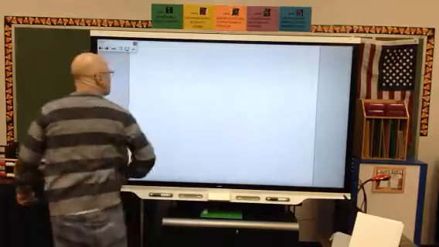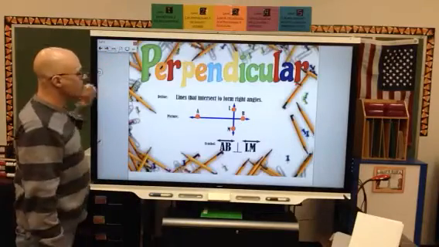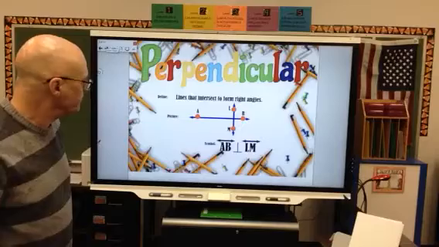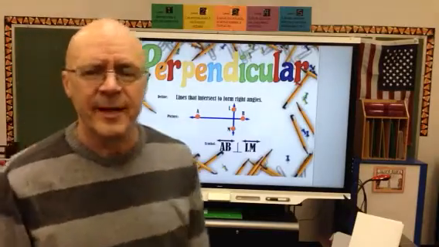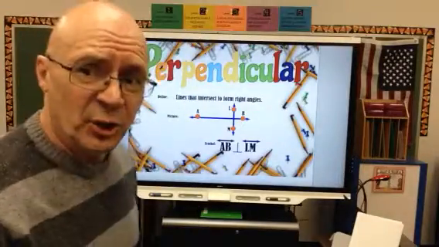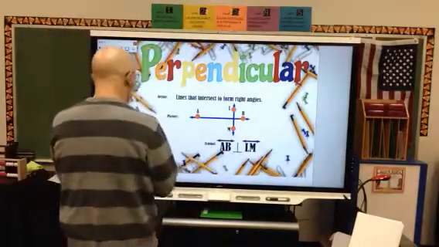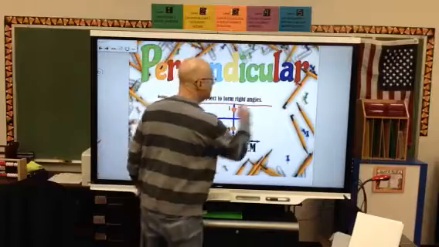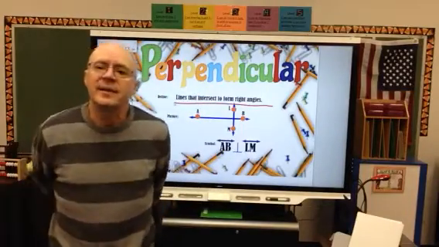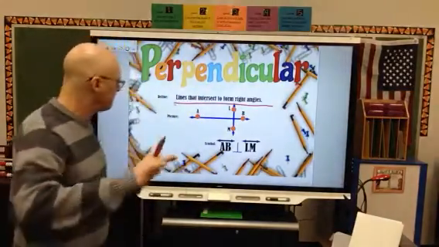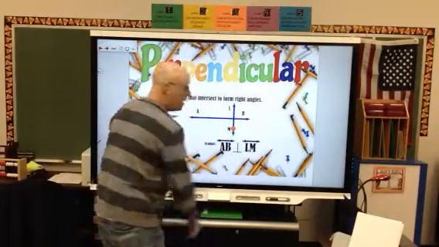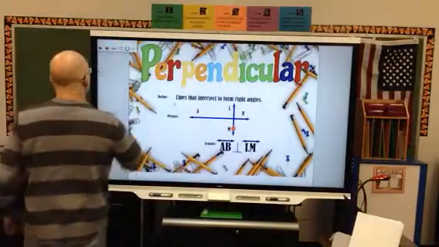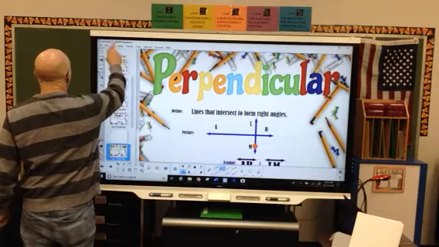All right? Let's talk about another type of line. And this is where we're going to stop today. Perpendicular. Perpendicular are lines that intersect and form a right angle. Now, first of all, we need to know what a right angle is. I hope you're writing this stuff down.